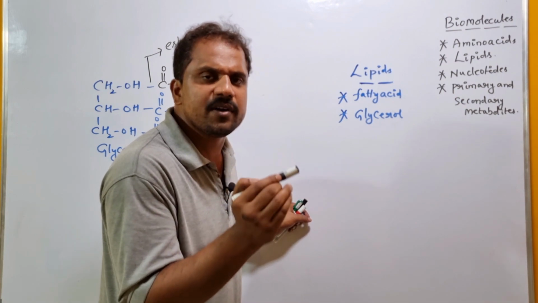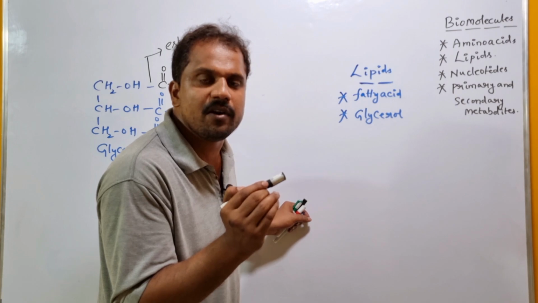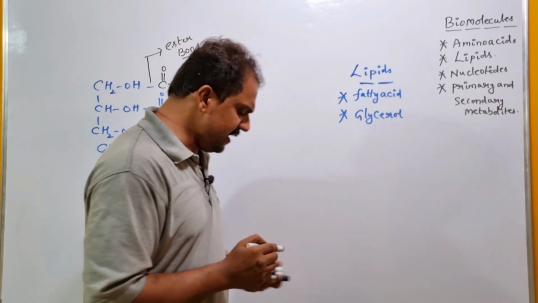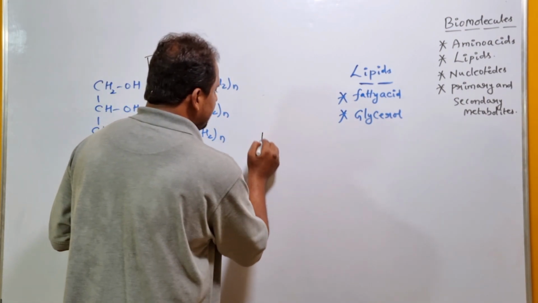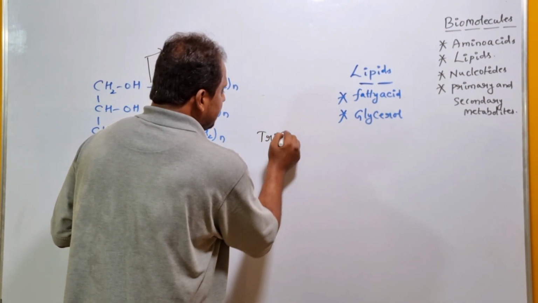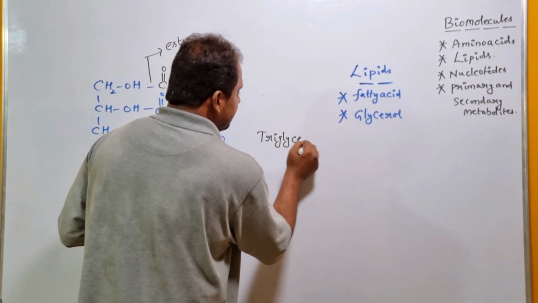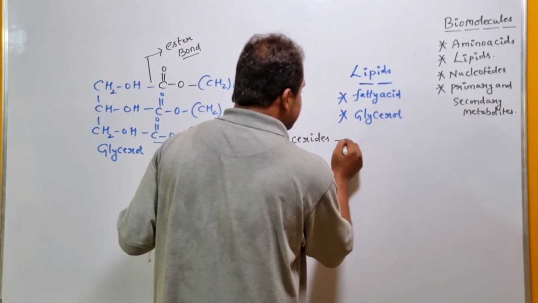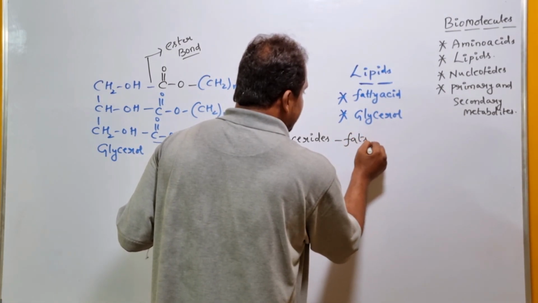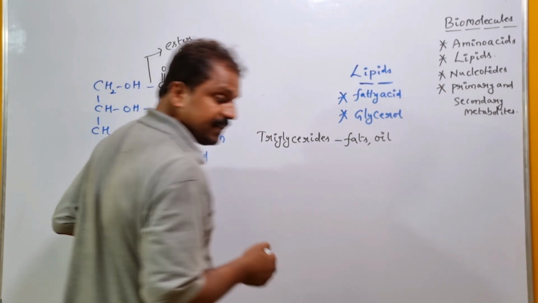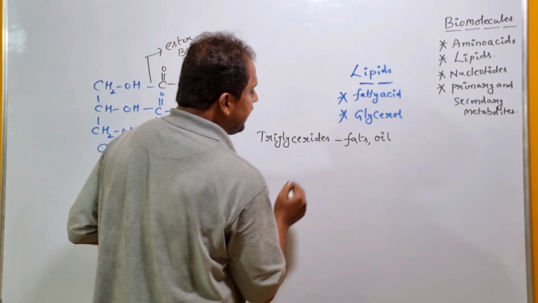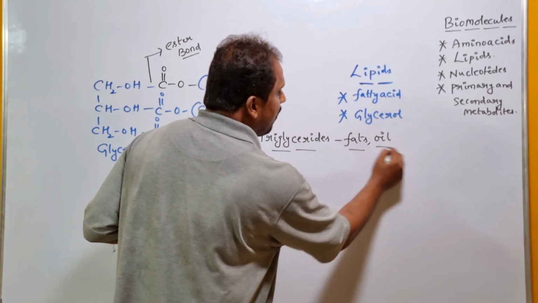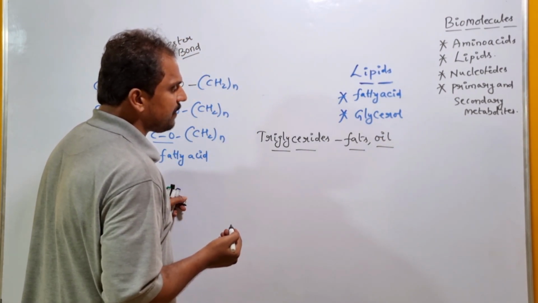Here we are more concerned with the triglyceride molecule, but not with monoglyceride and diglyceride. The triglyceride, which has three fatty acid moieties, can be of two different types: fat and oil. Is it clear? The particular triglyceride can act like a fat, and the triglyceride can also act like oil. So let me make a small clarification.